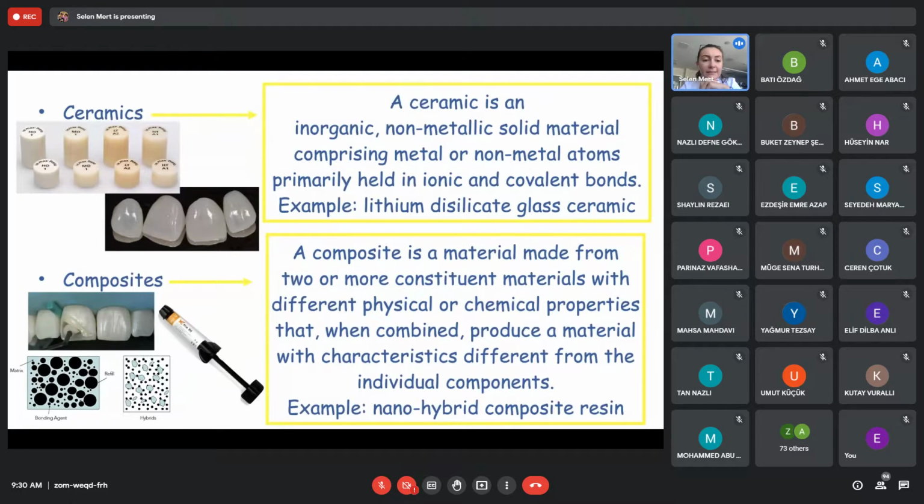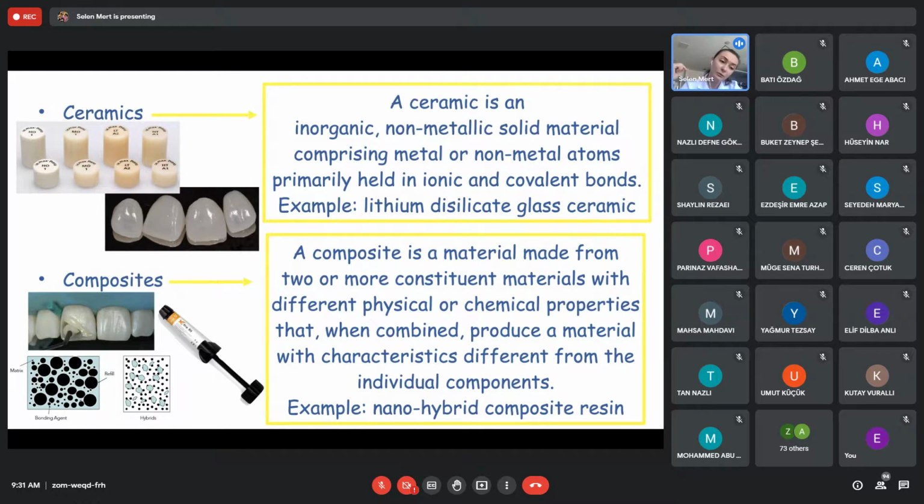And the fourth class is composites. Composite is a material made from two or more constituent materials with different physical or chemical properties. When combined, they produce a material with characteristics different from the individual components. Now, this is the definition, but I want to briefly tell you that on the left lower pictures, you see some schemes.